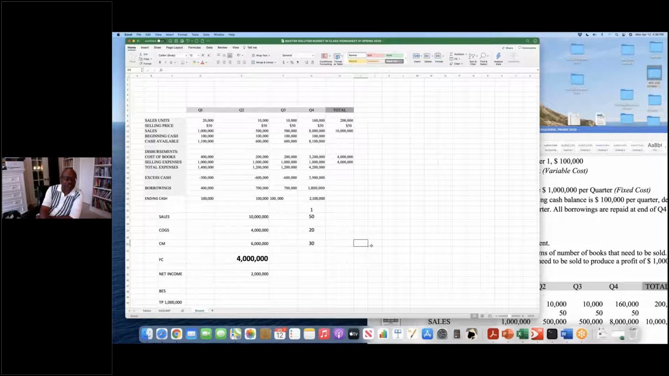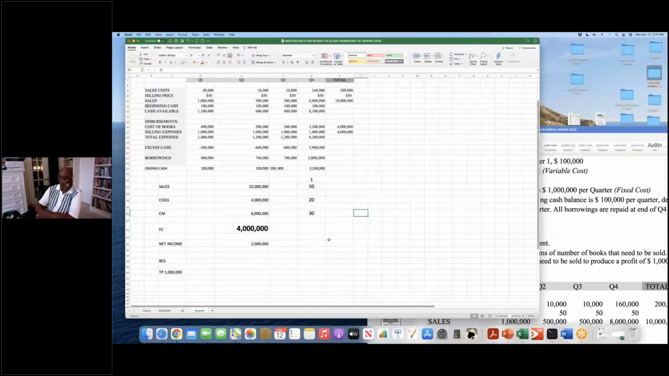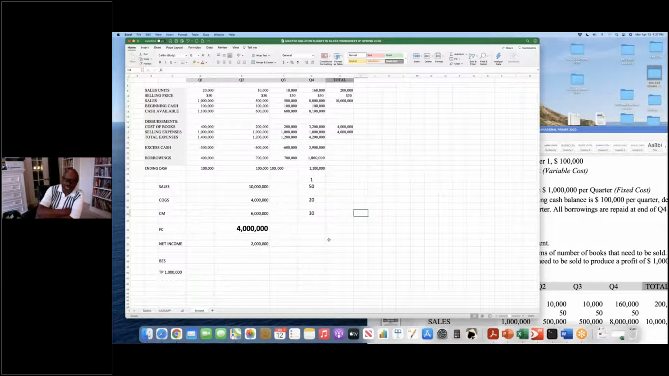On a per-unit basis, your sales for one is 50. Your variable cost, your COGS, is 20, so your CM is 30. Can y'all calculate the break-even quantity now? 133,333.33.